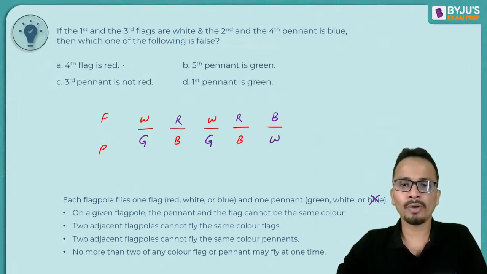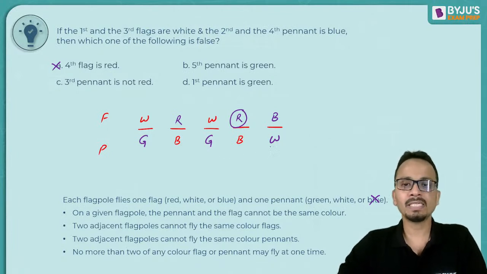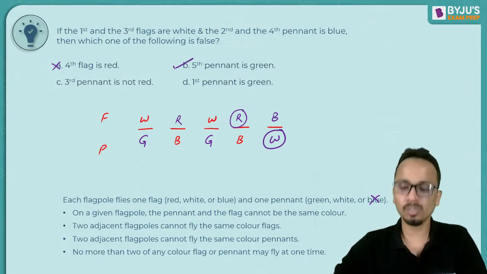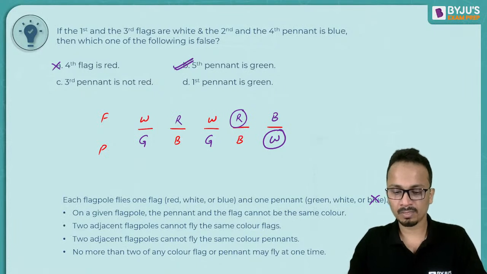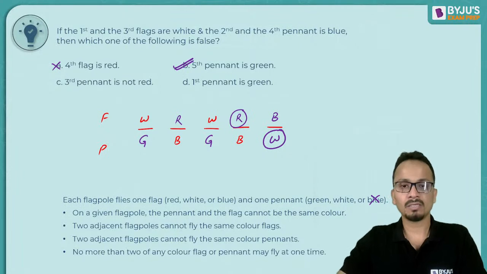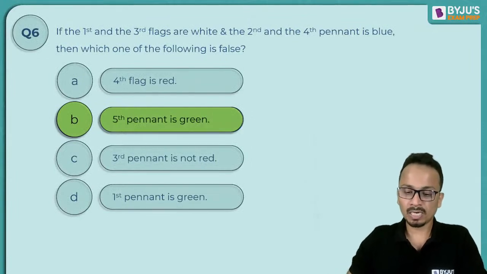Fourth flag is red. Now fourth flag is red. This is true. So not the correct answer. Fifth pennant is green. Fifth pennant is green. This one is wrong. So option B will be the correct answer. Okay, fine. So the correct answer will be option B. And yes, the correct answer is B.